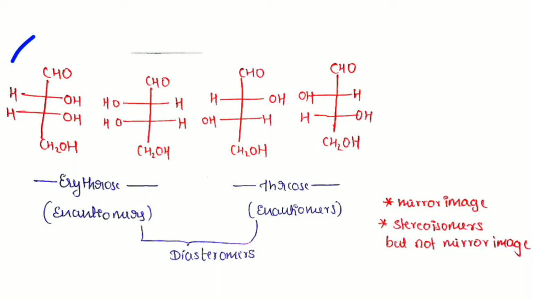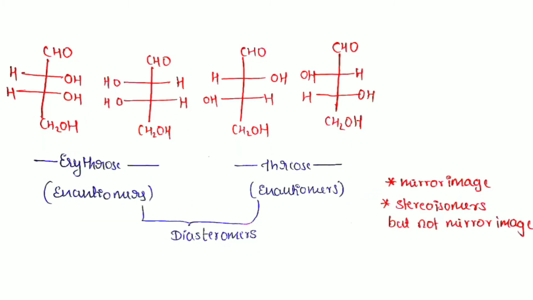In this example, these two are mirror images of each other, and similarly these two are mirror images of each other. So we will call them enantiomers. Enantiomers are mirror images of each other. They are non-superimposable over each other. In this way, these two are enantiomers. But if you compare this one and this one, these two are not enantiomers, but they are diastereoisomers.